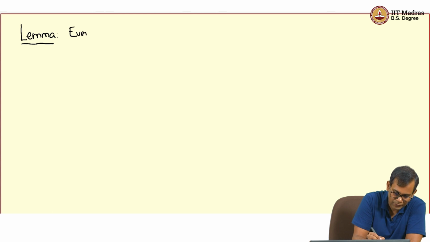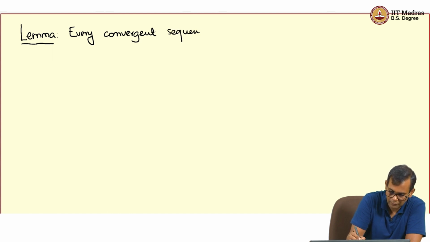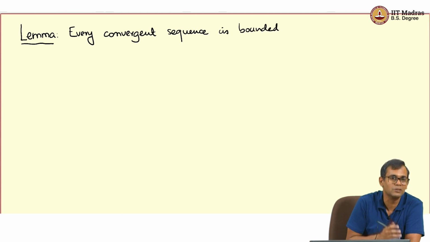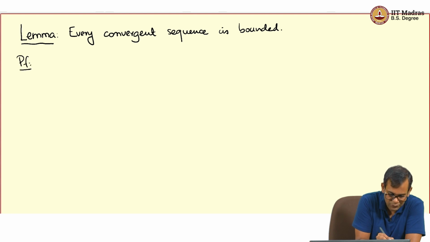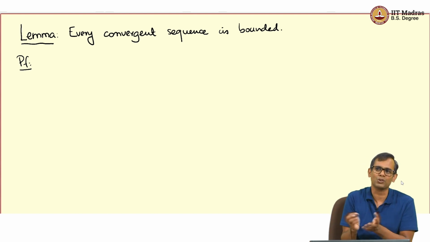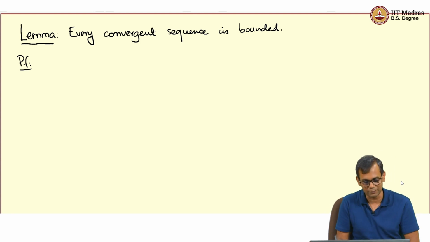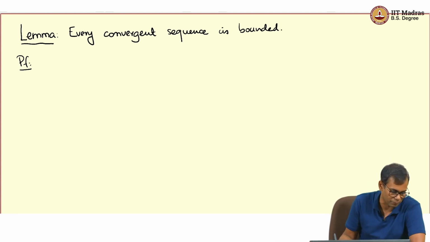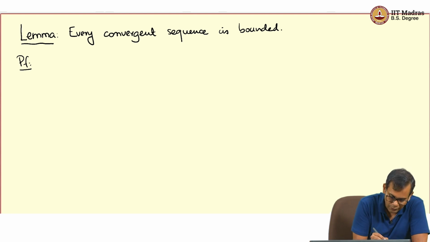Lemma: every convergent sequence is bounded. Bounded just means that it has an upper bound as well as a lower bound. Let me just prove it. The proof is very simple. Basically, it's converging to some limit, so it's close to that limit, and so almost all terms are within, say, a distance of 1 from that limit, and then there are finitely many other terms to worry about. So let's write down the proof formally.